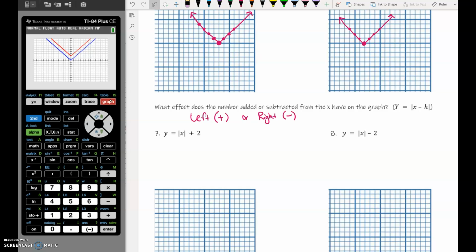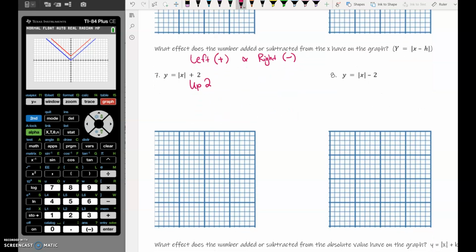What happened? Up 2. And that's normal, right? Plus means up. That kind of makes sense. So this one went up 2. So if you see a plus 2 outside of the absolute value bars, that means instead of starting at 0, 0, we're going to start up 2 from the origin. And then it's going to be the normal slope of 1 to make that V shape.